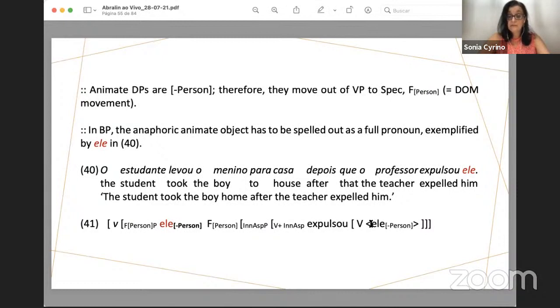Now, if I have "ele," this is okay. It's minus person. It moves up to this position outside the crucial position where the verb has moved. And then in this case, you don't have a null object. So if the anaphoric animate object has to be spelled out as a full pronoun, for example, then it's possible. But if it's plus animate, it moves out, so it cannot be null.